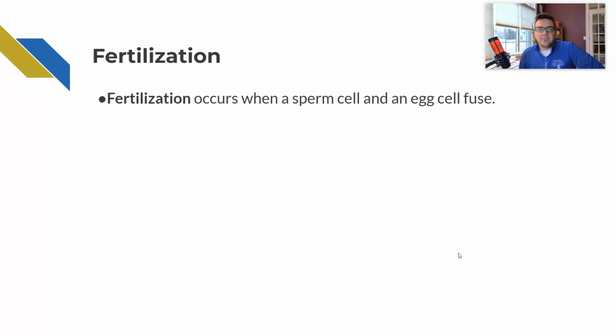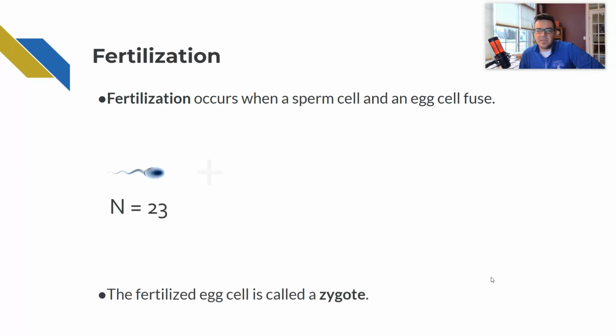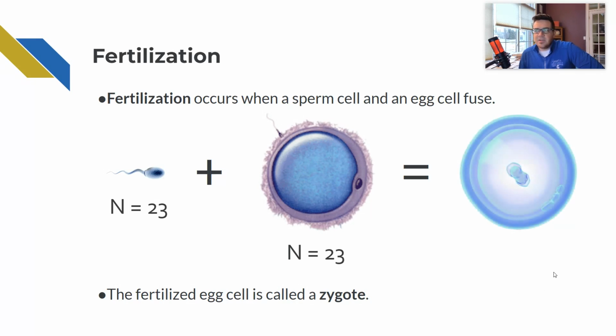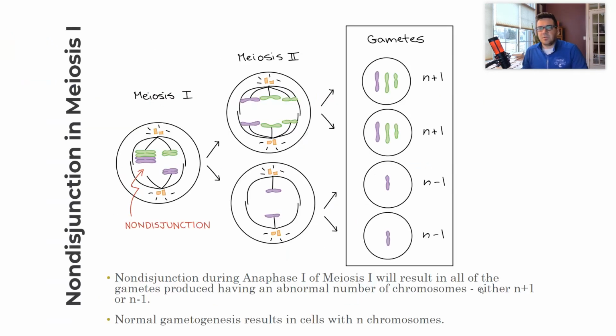All right, then we have fertilization. Fertilization just occurs when a sperm cell and an egg cell fuse, right? And that fertilized egg cell is called a zygote. So we have our n equals 23 in humans sperm cell, our n equals 23 in humans egg cell, and together they're going to give us a zygote, and that's going to have that 2n chromosome number, which in humans, of course, is 46. All right, we'll come back to non-disjunction in the next video.